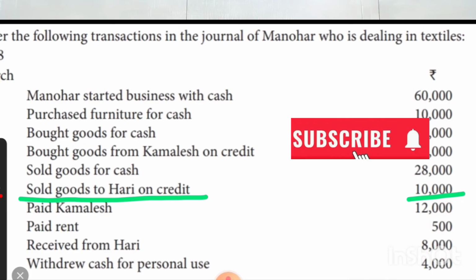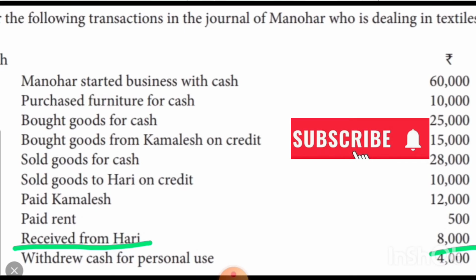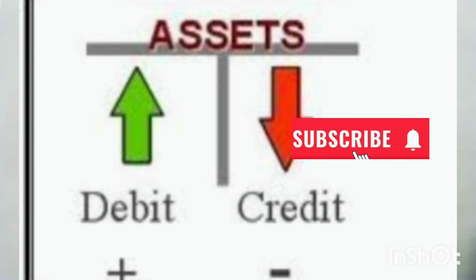On 10th we sold goods to Hari on credit. What we have to know is what two accounts will be affected. That is cash account, and the next one, see the transaction carefully. Received means cash received, and Hari. Okay. So in the transaction two accounts are given directly. One is cash account and another one is Hari account. Let me see one by one. First we take cash account. Cash goes under asset account.